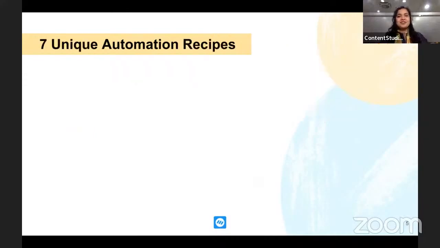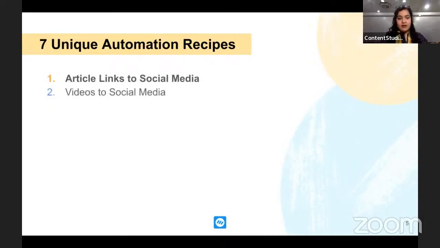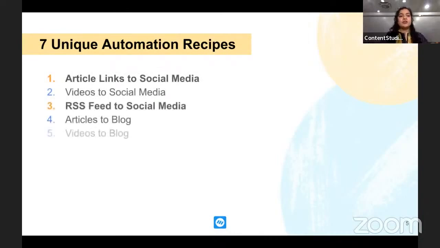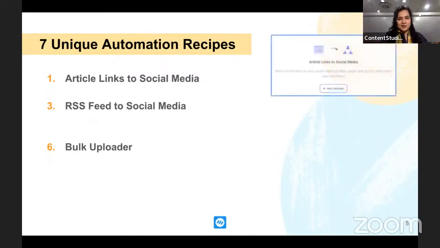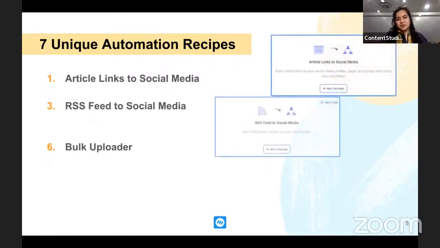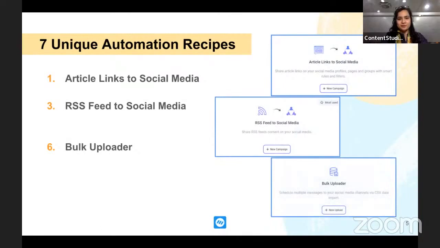The 7 automation recipes that Content Studio offers at the moment are article links to social media, videos to social media, RSS feed to social media, articles to blog, videos to blog, the bulk uploader, and the evergreen recipe. But in this webinar, we will be specifically sticking to the 3, which are article links to social media, RSS feed to social media, and the bulk uploader.